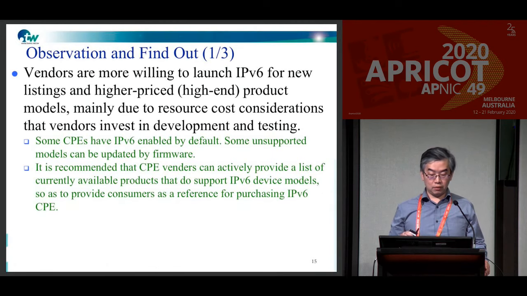And we observe and find out some things: vendors are more willing to launch IPv6 for new listings and higher-priced product models, mainly due to resource cost considerations, like vendors investing in development and testing. So some CPE have IPv6 enabled by default, but some models are unsupported. They can only be updated by firmware. So it is recommended that CPE vendors actively provide a list of currently available products that do support IPv6 device models, so customers can use it as a reference for purchasing IPv6 CPE.